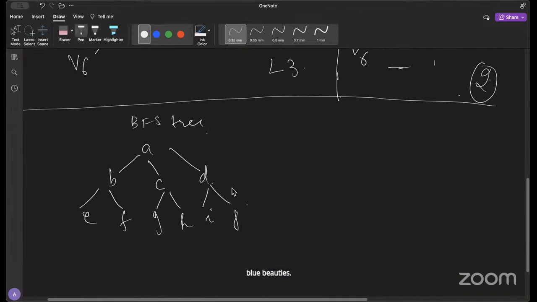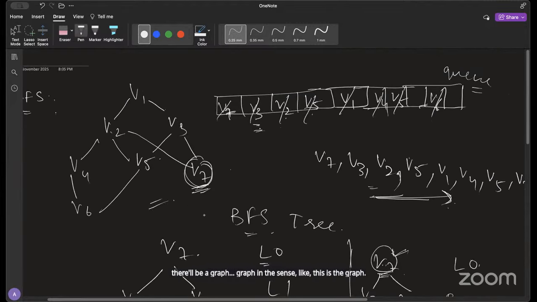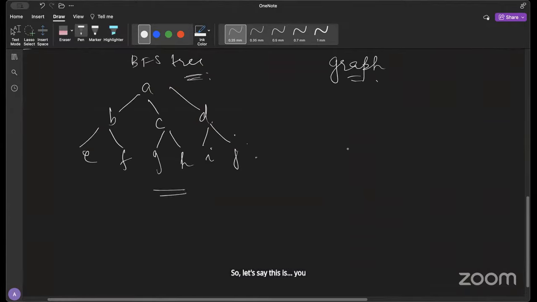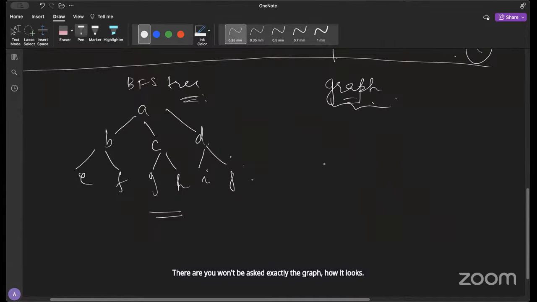Got it. So let's say a BFS tree. Now this is a tree corresponding to some graph, right? There'll be a graph, like this is the graph, and then this is the tree, right? You have been given the BFS tree, and now you have been asked about the graph. You won't be asked exactly how the graph looks, but you can be asked if CD could be an edge in the original graph. That is something you can be asked, right?